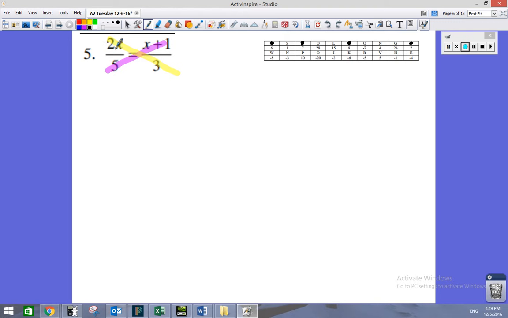So if we multiply along the yellow diagonal here, we've got 2x times 3. Well, the 2 times 3, that product is 6x. And then along the purple diagonal, I have 5 times this binomial. And so now I need to distribute this 5 to both of these terms.